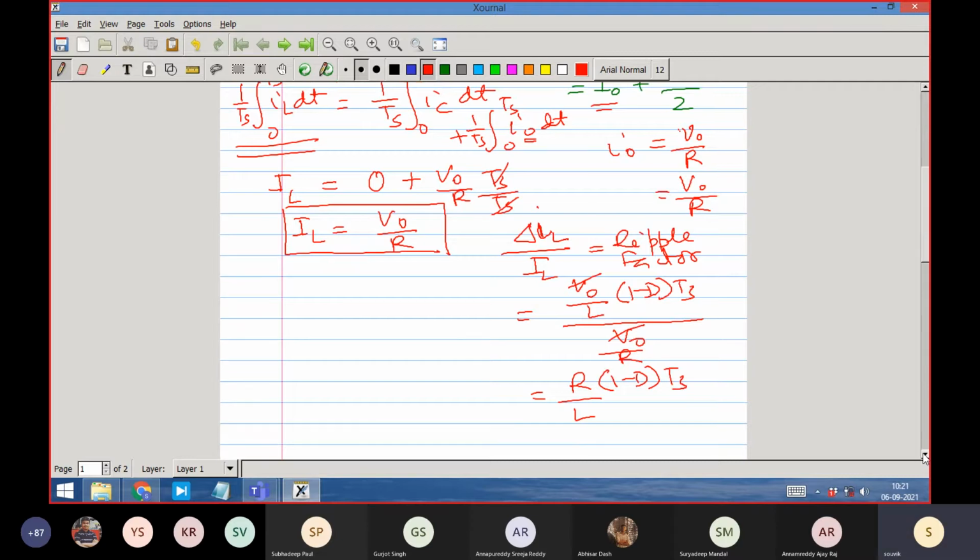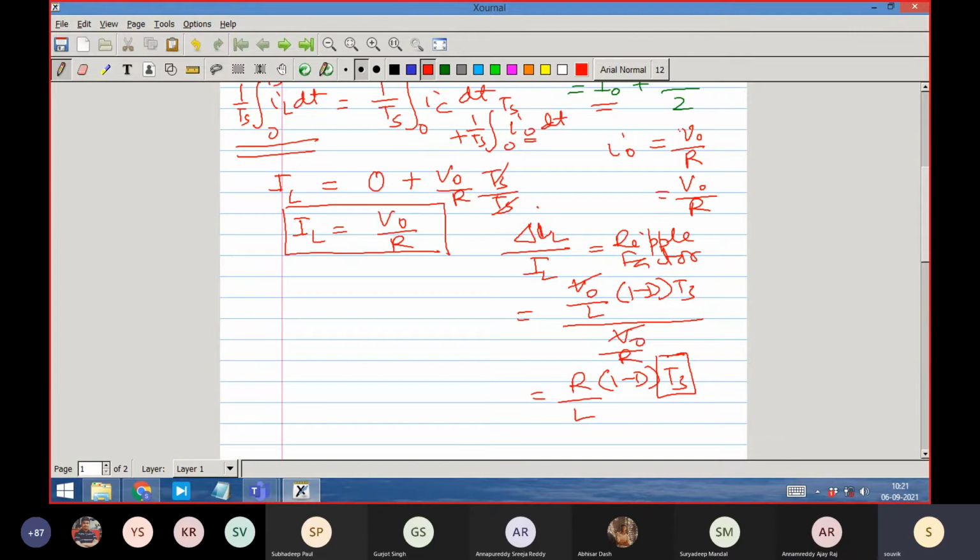So here also you are saying the ripple factor is dependent on Ts. The conversion ratio was not dependent on Ts, but the ripple factor is dependent on it. And this makes the designer choose an appropriate Ts.